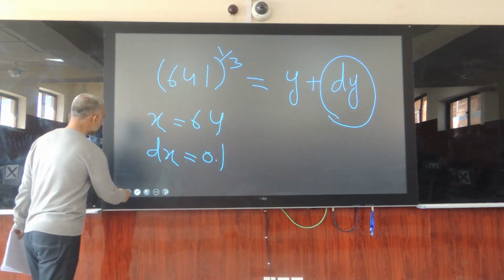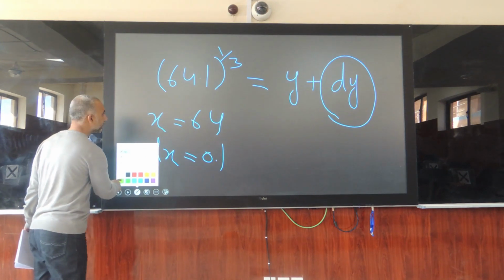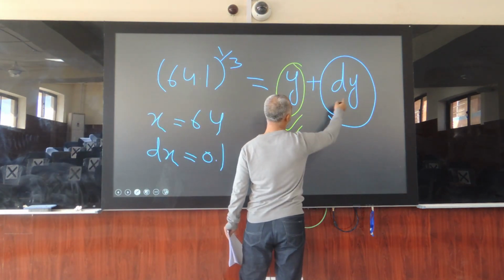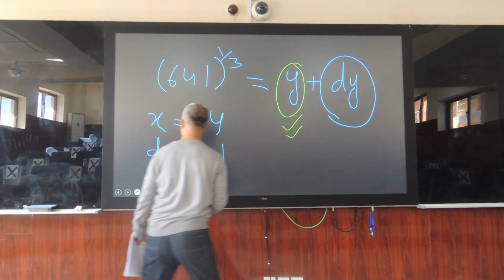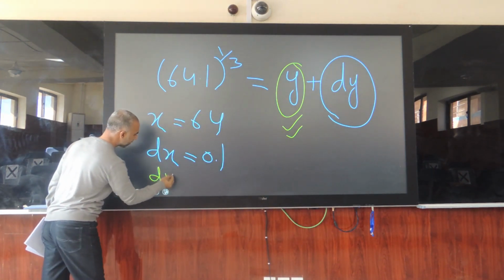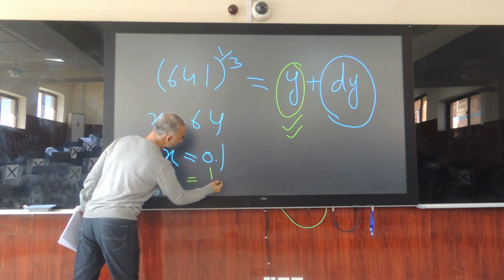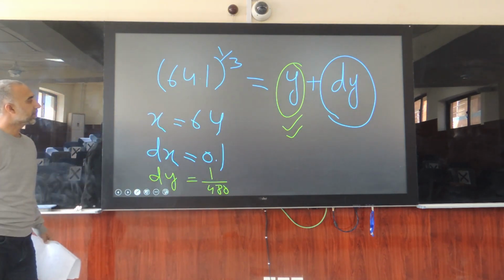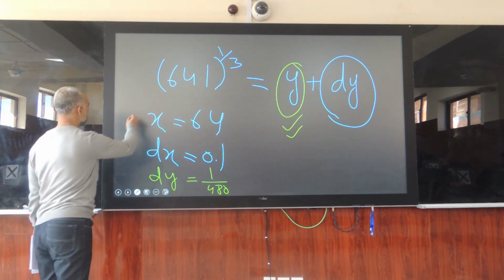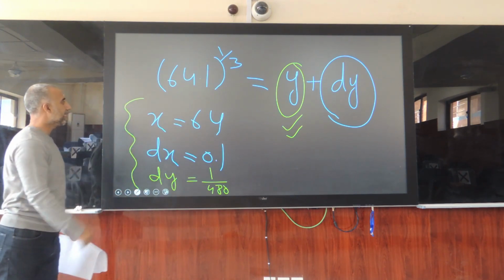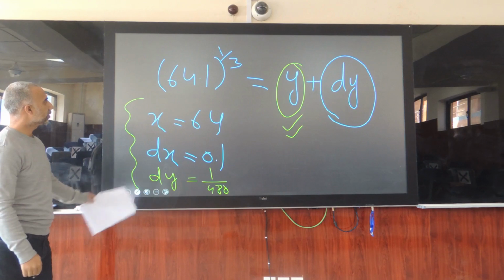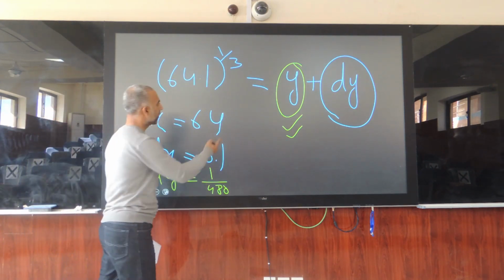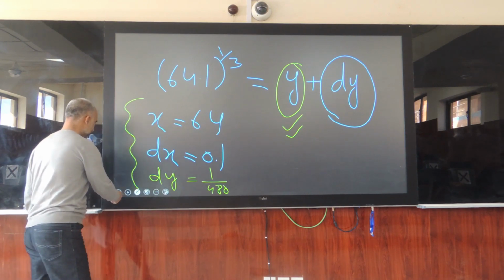Here, by substituting the value of dy, we can determine the value of y easily, because we know the value of dy is 1 over 480. So you can do it by yourself by considering all the known values in the above equation. You can determine the value of y. Thank you.